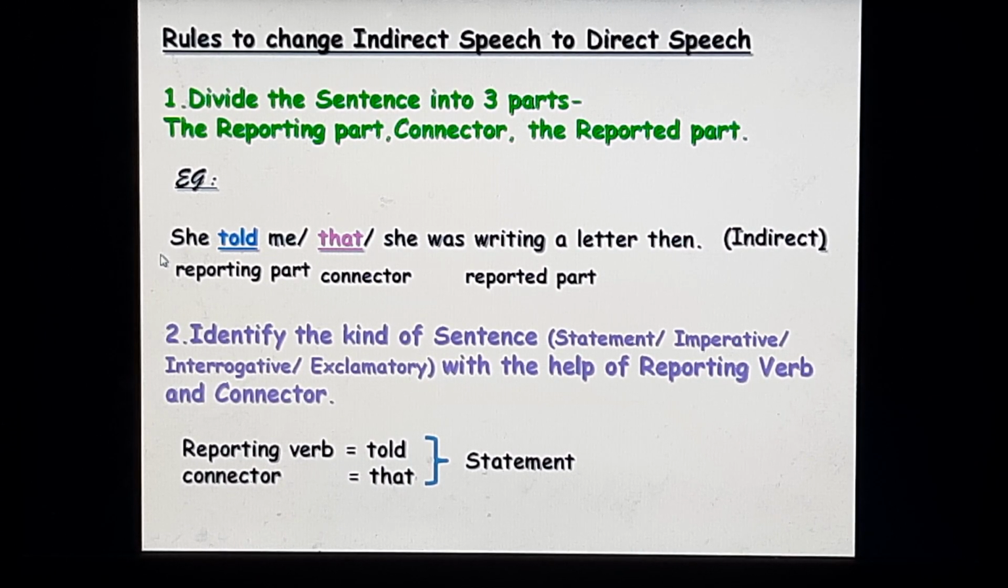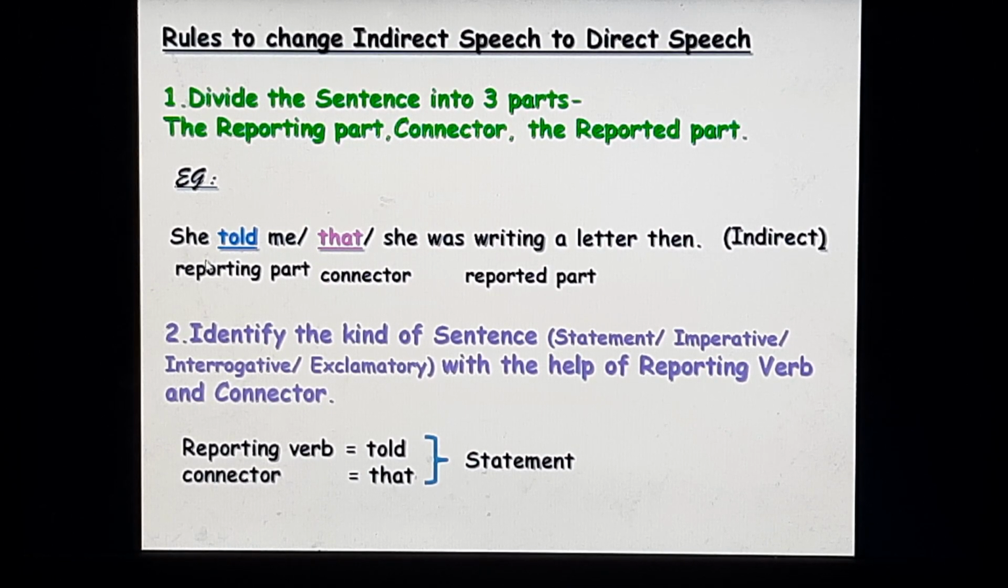So, when a sentence is given to you in the indirect, the first thing that you must do is divide the sentence into three parts: the reporting part, the connector, and the reported part. Now, let's look at this example. She told me that she was writing a letter then.